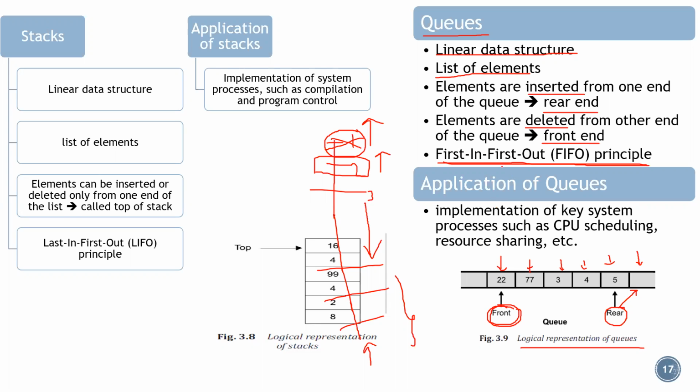Now, looking at where it can be useful, queues are useful where you want to schedule the CPU or do resource sharing. These are just a few examples where queues are applicable.